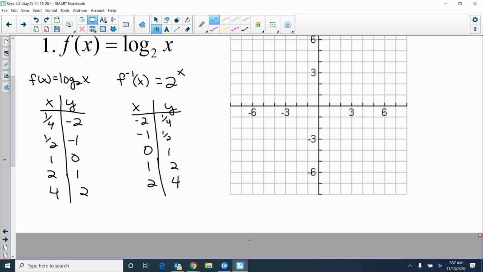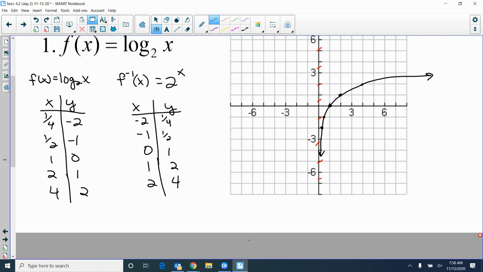All right, so we're going to plot those points: 1/4, -2; 1/2, -1; 1, 0; 2, 1; 4, 2. Now the y-axis is a vertical asymptote, and it's going to go from negative infinity up through those points, to the right. So that's your log base 2 of x.